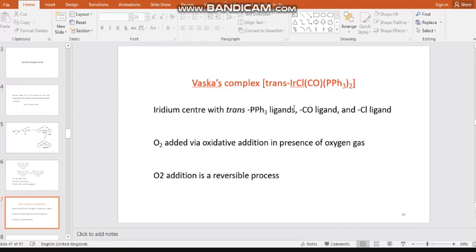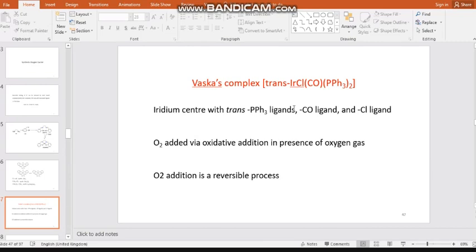Reductive elimination is the reverse of the oxidative addition reaction. During the reductive elimination, the oxidation number decreases by 2 units as well as the coordination number decreases by 2 units. That is the reductive elimination: reduction of the metal followed by the elimination of the 2 ligands from the coordination sphere. Whereas in the case of the oxidative addition, the oxidation state changes from a lower oxidation state to a higher oxidation state and the coordination number also increases. How many units does it increase? It increases by 2 units. So automatically O2 addition is reversible.